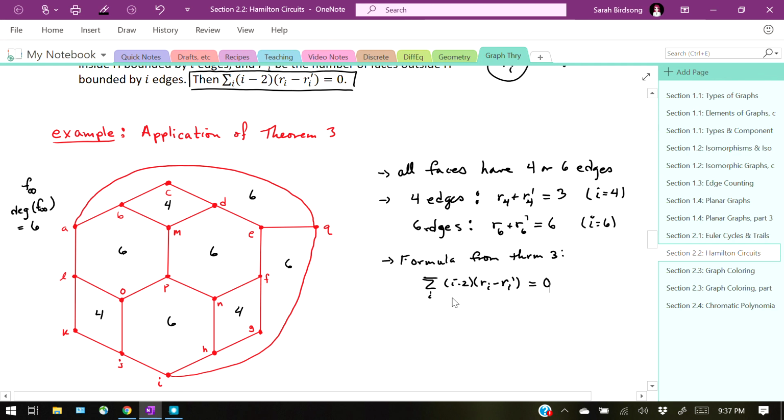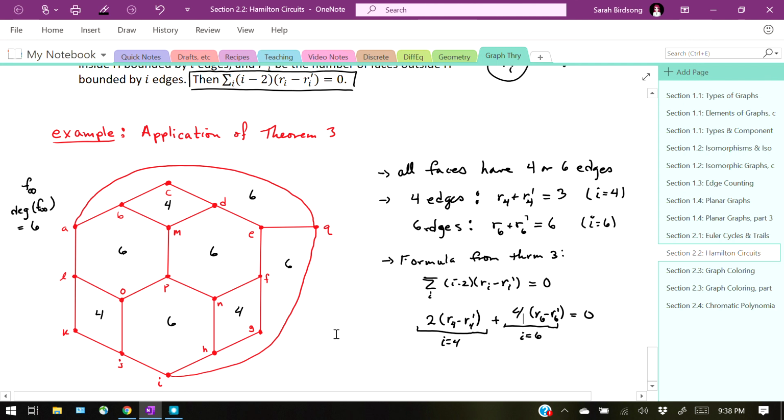Well, if we look at i equals 4, so i equals 4, i minus 2, well, that's going to be 2. And then we'll have R4 minus R4 prime. If we then look at what happens when we have i equals 6, and this whole thing's supposed to equal 0, we'll have R6 minus R6 prime. And the coefficient out front is going to be i minus 2, so 6 minus 2, so that'll be 4. Okay, so this right here is the formula that has to be true if we've got the Hamilton circuit existing in this particular graph.